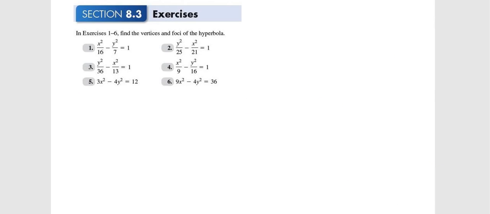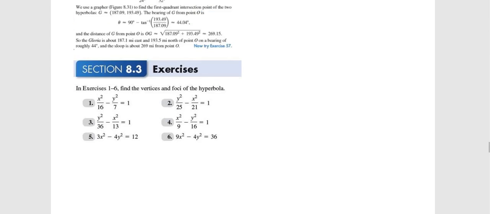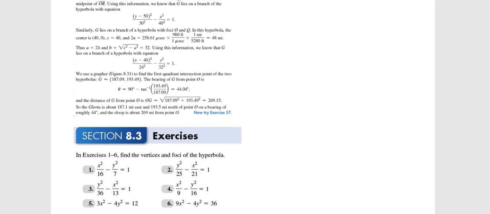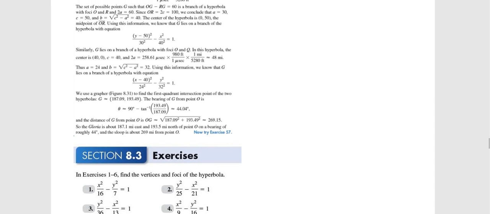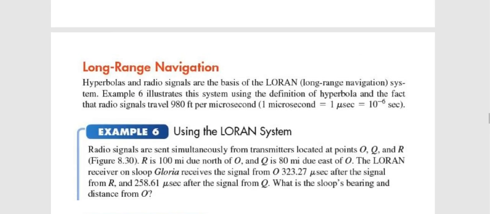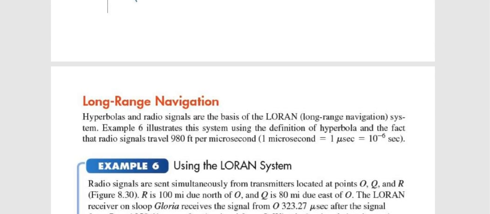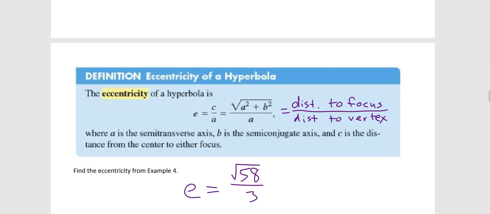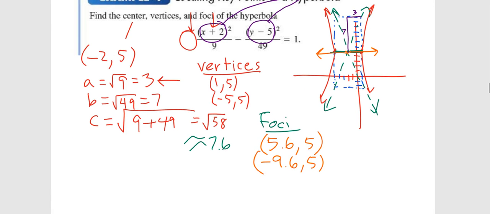Does the little loop thing go on the vertex or on the foci? The hyperbolic branch? Does it touch the vertex or the foci? It touches the vertex, because that's where it changes direction. And then the foci come after that? Yes.